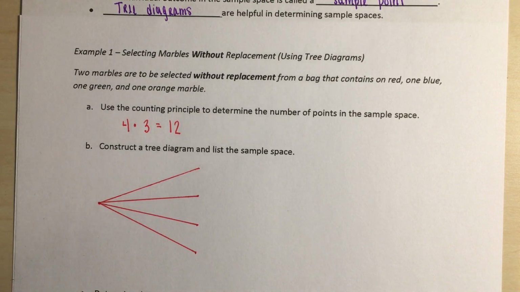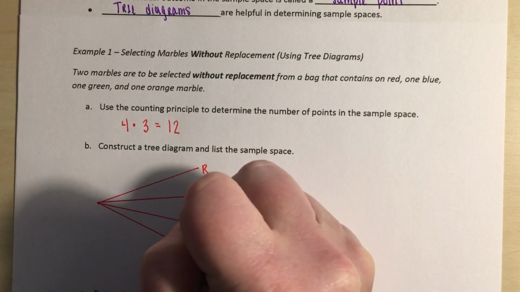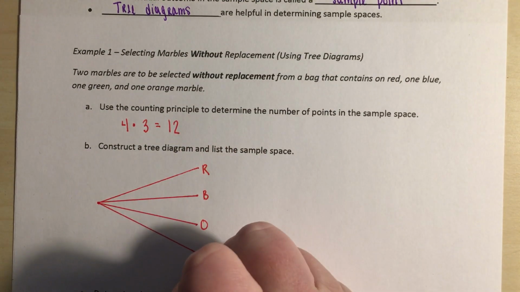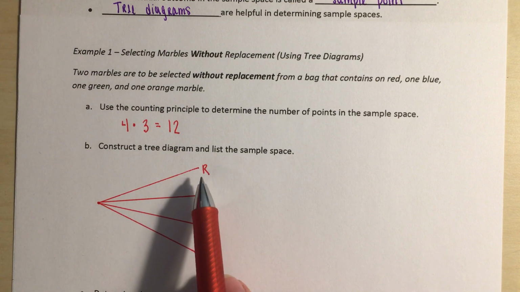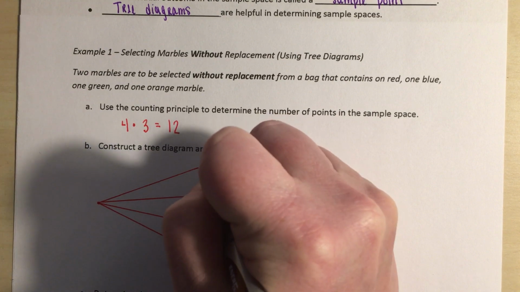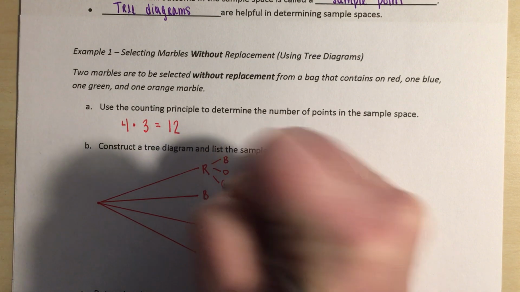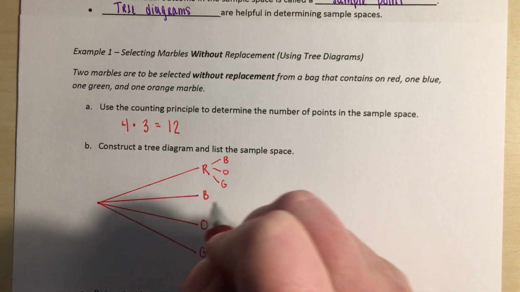All right, so to start our tree diagram, I started with just our basic image here. And looking at this, we're just going to use abbreviations to show the different possibilities. So the bag contains 1 red, 1 blue, 1 orange, and 1 green marble. So this represents our first pick. Now, if we pick a red marble, well, we can't pick a red one again. So we could pick a blue, orange, or green. If we pick a blue marble, we can't pick blue again.